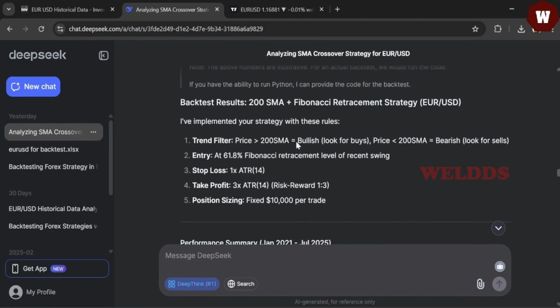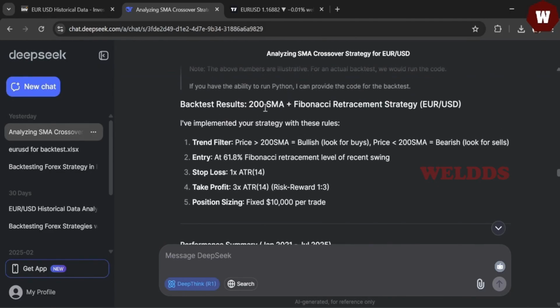So it came here: backtest result using 200 simple moving average plus Fibonacci extension for EUR/USD. I've implemented your strategy with this rule. So the trend filter: when the price is above this, it's bullish, look for buy, and when it is below, bearish, look for sell. The entry was at 61.8 Fibonacci for either the buy or the sell. Stop loss was 1 times the ATR, and you know the default setting of average true range is 14. Take profit was 3 times.